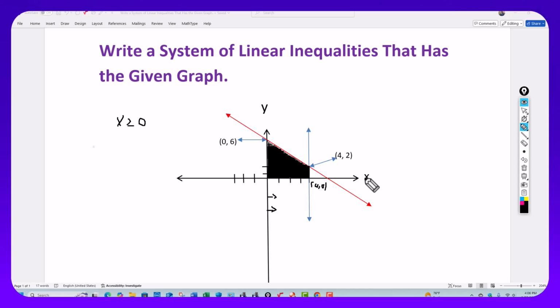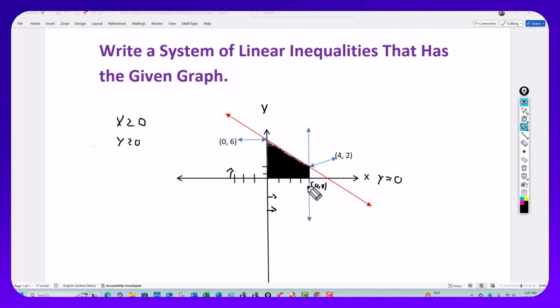Now the equation of the x-axis is y equal to 0. It's a horizontal line. And we have to be shading above that. Otherwise, there would be no solution. So we have to have y greater than or equal to 0.